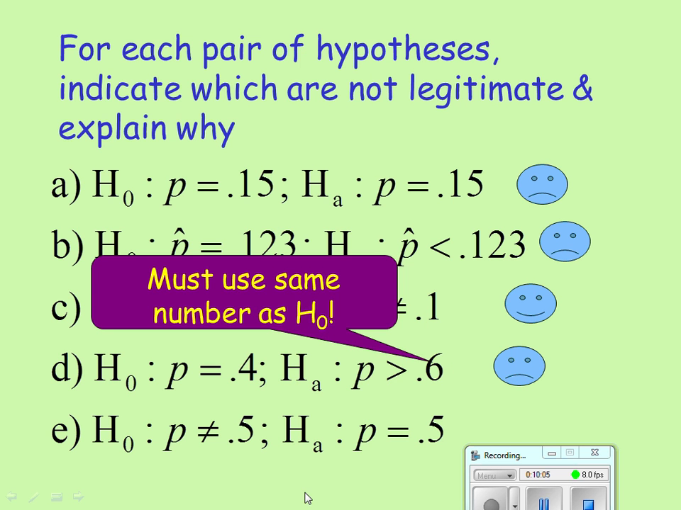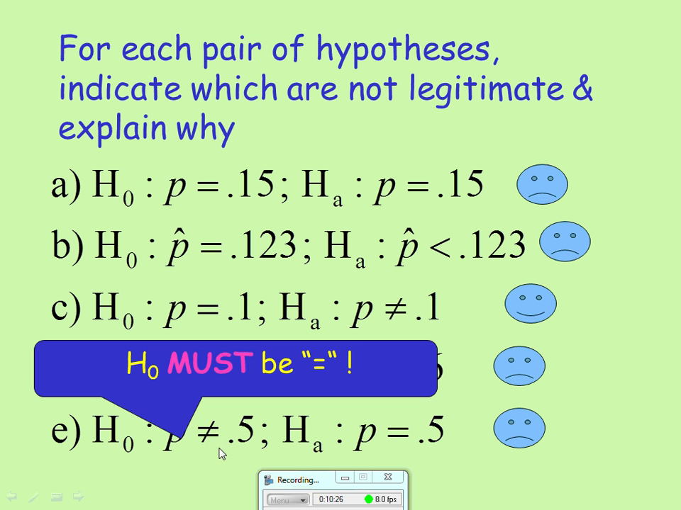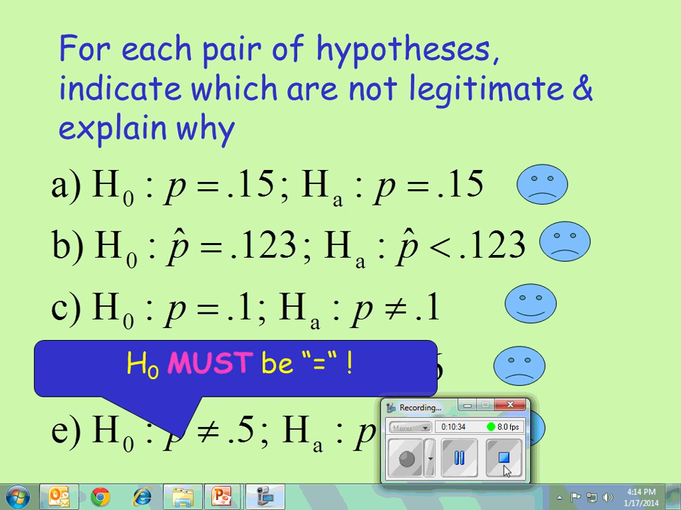And lastly, letter E. Can we have our null hypothesis not equal to 50% and our alternative hypothesis equal? Hopefully you see that no, we can't. Again, it falls apart with your null hypothesis having the not equal sign. You must have an equal sign for your null hypothesis. So I'm going to pause here and go to our next video in just a moment.